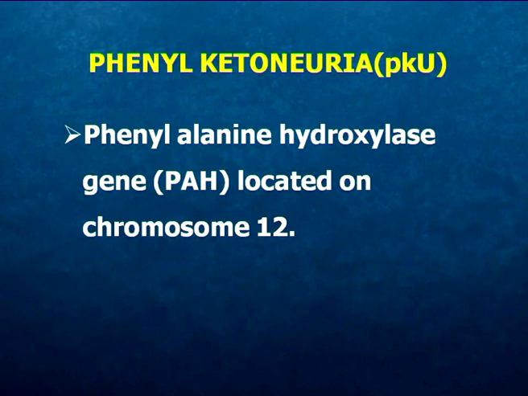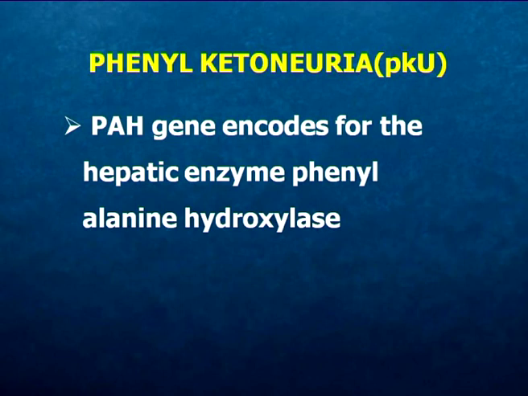If you take, say, 23 pairs of chromosomes in the human being, the first 22 are pairs of autosomes and the last 2 are allosomes or sex chromosomes. In females, they will be XX and in males XY. Thus, males are heterogametic and females are homogametic. So, here the PA gene, that is phenylalanine hydroxylase gene, encodes for the hepatic enzyme phenylalanine hydroxylase.